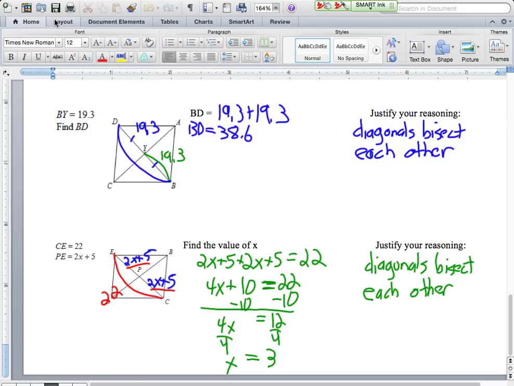Okay, so if both of them are 2x plus 5 and the whole thing's 22, well then these two should add up to equal the entire length of 22. So that's how I set up my equation. I do 2x plus 5 plus the other piece 2x plus 5 equals the entire length of the diagonal, 22. And then you solve your equation. 2x plus 2x is 4x. 5 plus 5 is 10. Then we subtract 10 from both sides. So we got 4x on the left, 12 on the right, and then divide by 4, so x equals 3. And our reasoning is that diagonals bisect each other.